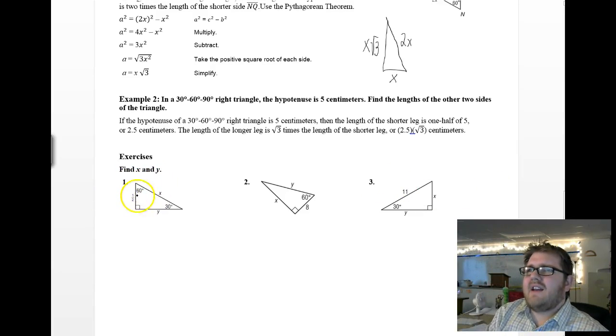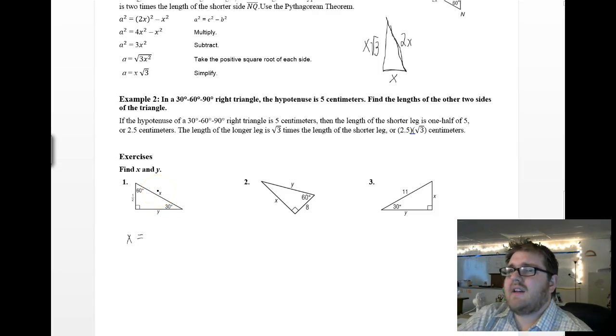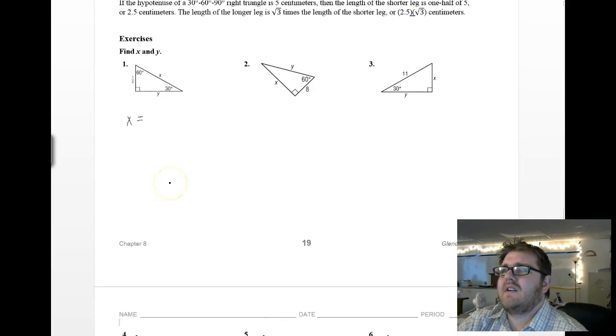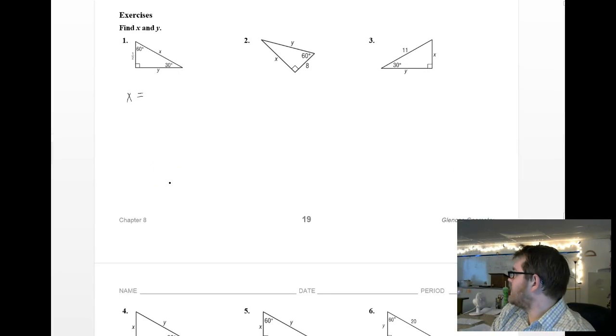If my short side is 1/2, what's that make my hypotenuse? Well, your short side is always half of your hypotenuse. So if the short side is 1/2, what does that make the other side? It makes this the long side. So we're going to find that. Okay, I'll just kind of tell you on this.